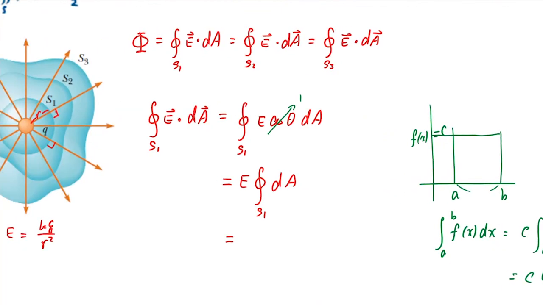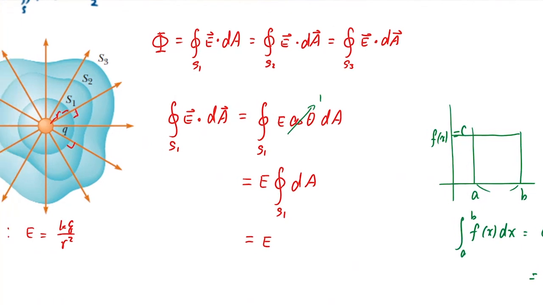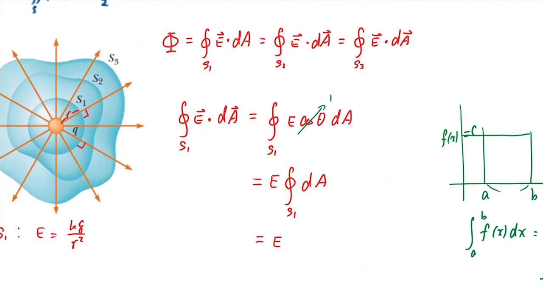Come back here. Intuition tells you this is E times what? E times the A. What is our A then? Remember, our surface is a sphere. You get it? Hopefully you remember the surface area of the sphere, or you can integrate and find out. But it's 4 pi r squared, right? So far, so good.